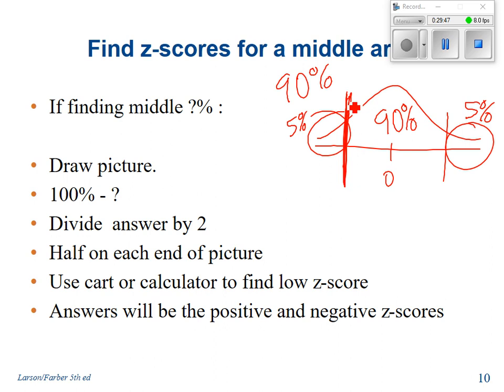All we have to do is find this z-score. Guess what's going to be true about this one? Exact same thing except positive. So this one's going to be a negative z-score, this one's going to be a positive, but they're going to be the same number. All right?